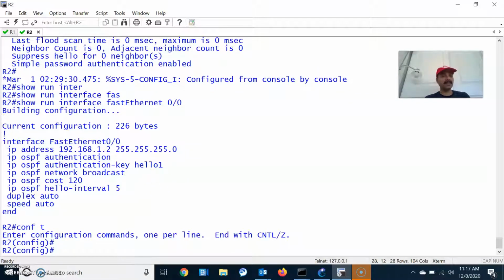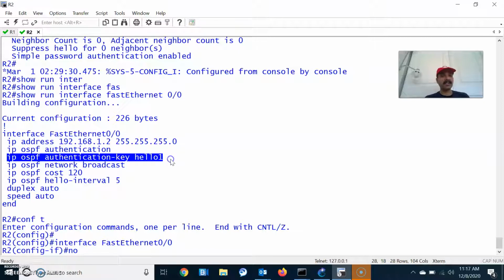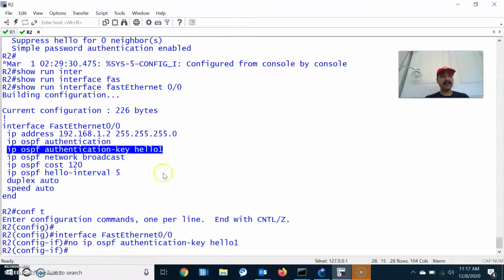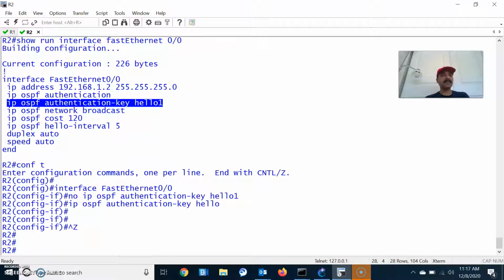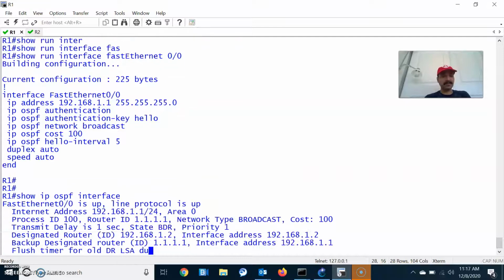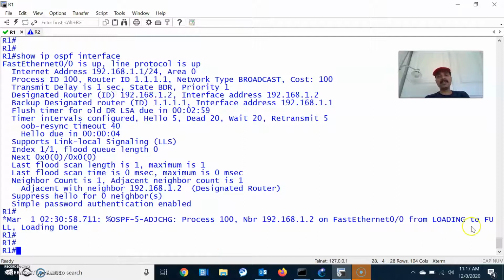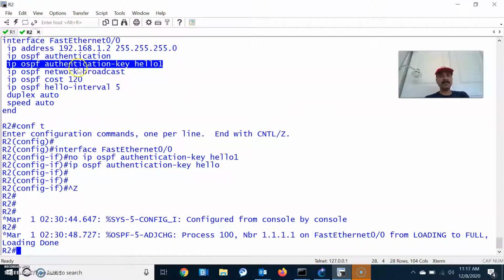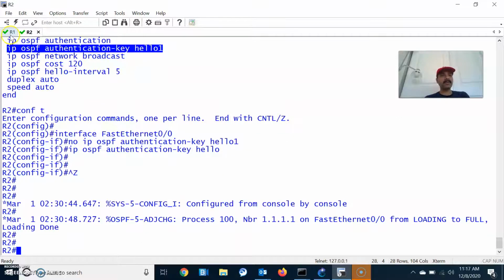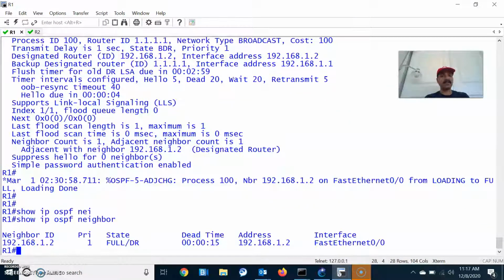Mismatched authentication key. So go to the interface and no IP OSPF authentication key, you have to make it hello, right? So both should remain the same. So now let us check whether it is forming the neighbor relationship. So this is up actually. Yeah, see. So now you are able to see, right? It is from loading to full. And go to R2. So this is also coming from loading to full. That means R1 has successfully established a neighbor relationship with R2.